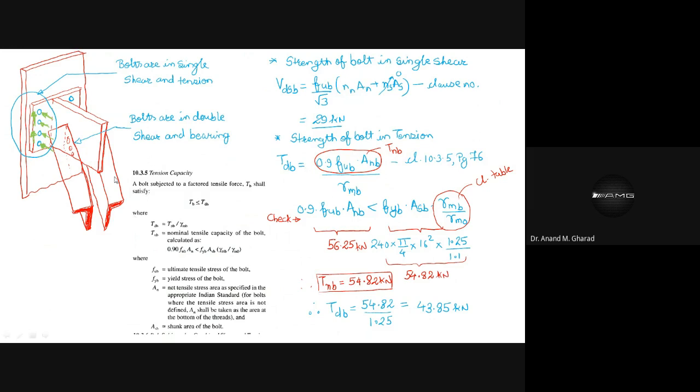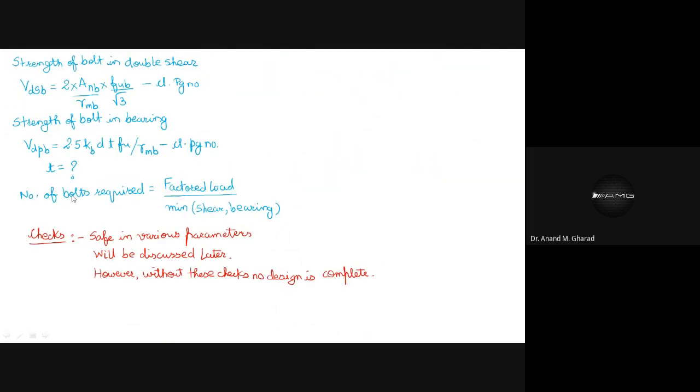So I think you have understood, you have visualized the bearing stresses in front of your eyes, and based on that you have told me that this will be the 10 mm thickness value. That is correct. So from that you can identify the number of bolts that will be required, which is nothing but the factored load divided by the minimum of shear and bearing.